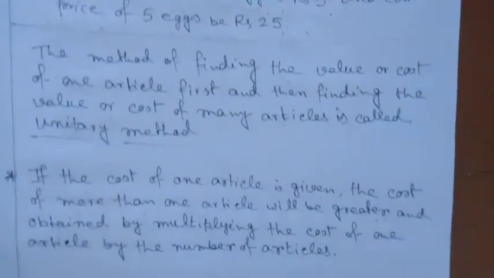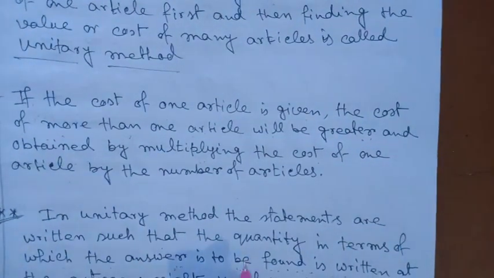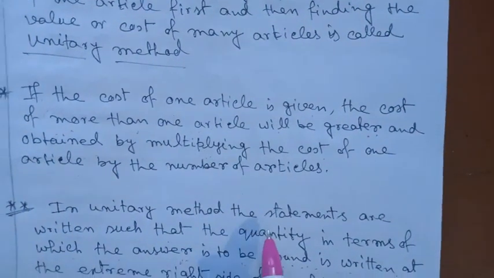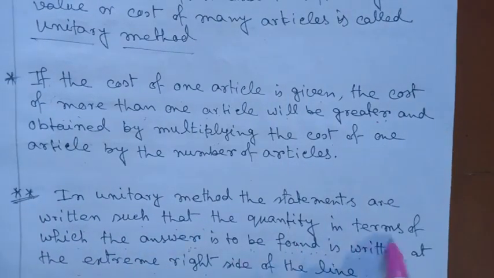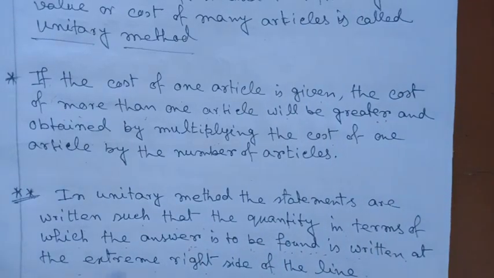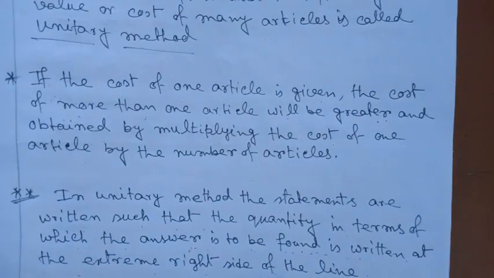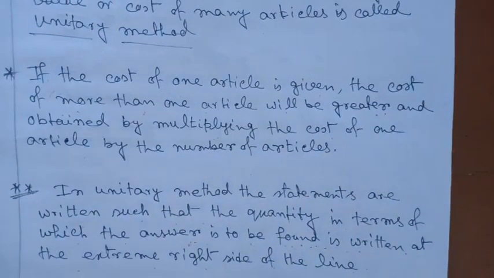In the unitary method, the statements are written such that the quantity in terms of which the answer is to be found is written at the extreme right side of the line. Next we go to another question.